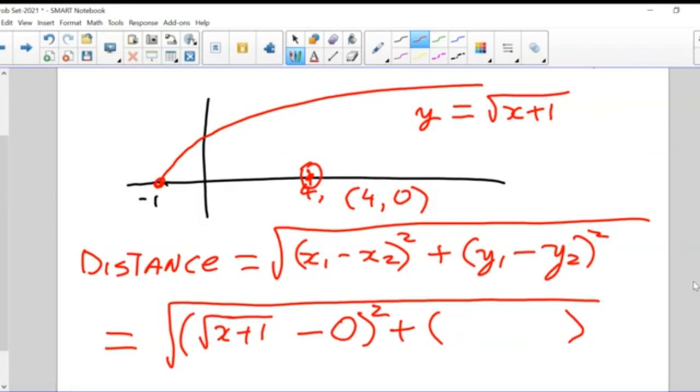Right, so what we've put in is the y1 minus y2. That's what we've put in so far. Let's get the x1 minus x2 now. What are we going to put for the x1, which is related to this square root of x plus 1?